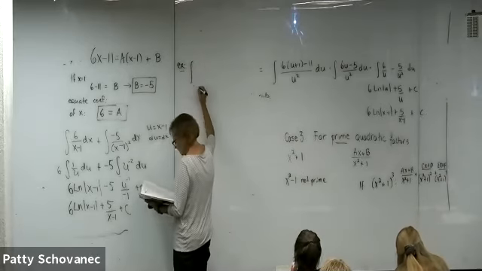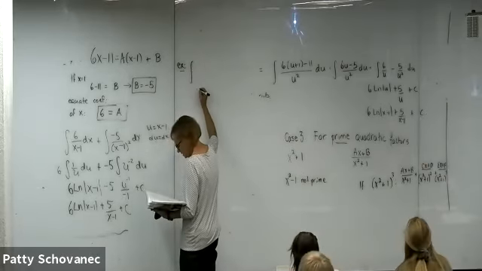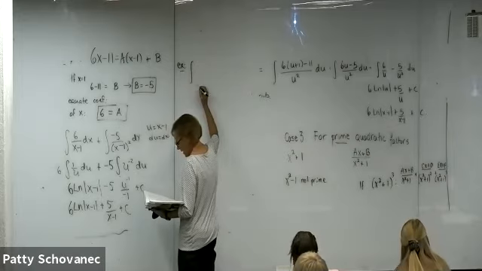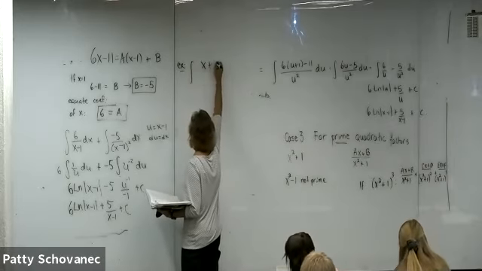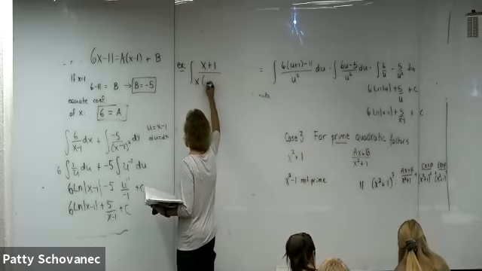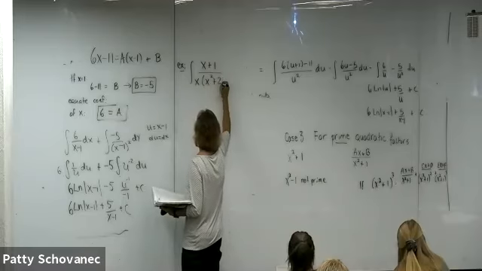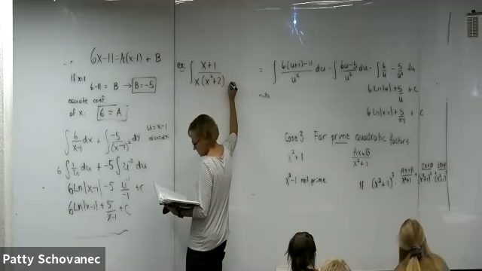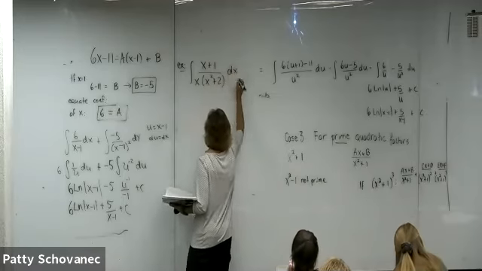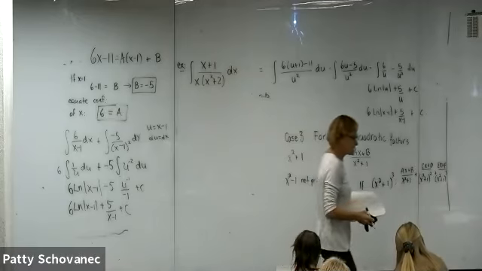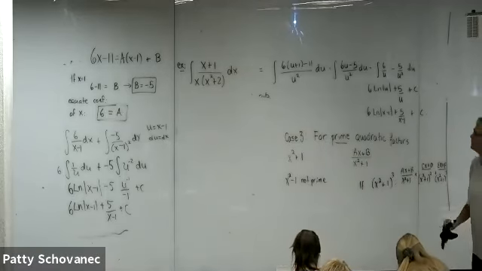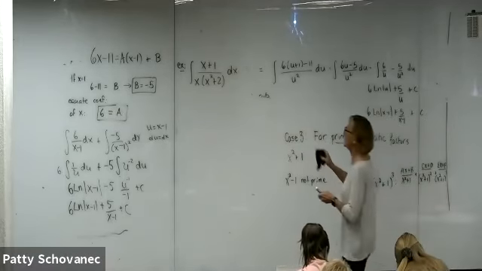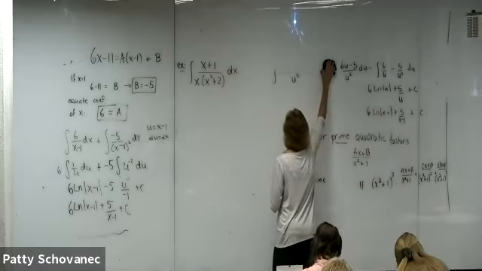All right, suppose we want to integrate x plus 1 divided by x times x squared plus 2. Yep, that's it. I have a linear factor in the x, and a prime quadratic factor in the x squared plus 2.